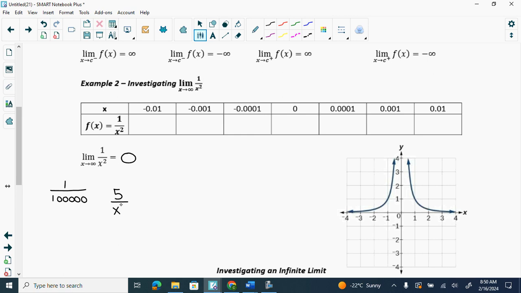Okay, what happens if I do this, 5 over x squared instead? What if I put 5 over x squared?